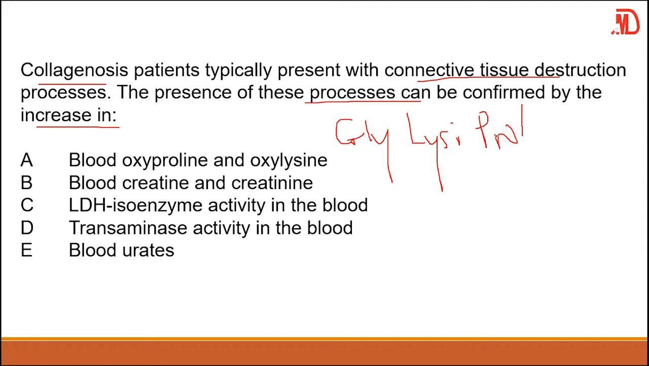They will be increased either in the urine or in the blood. So over here, what are we looking for? Definitely, we are looking for blood oxyproline and oxylysine. We talk about it more in our previous presentation, so do well to watch the basics.